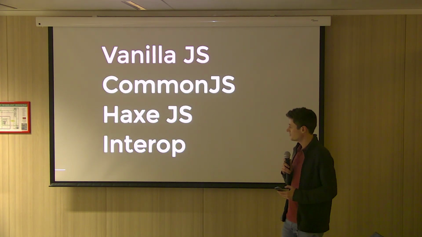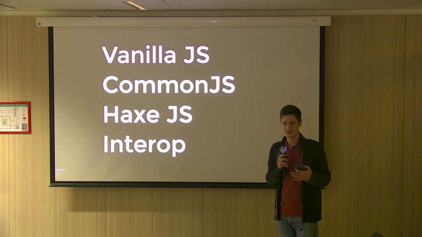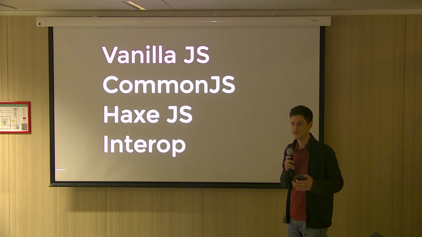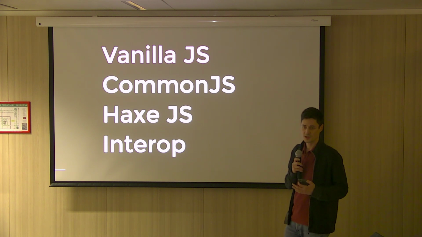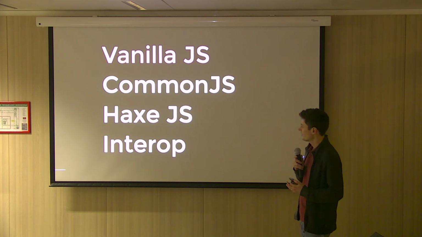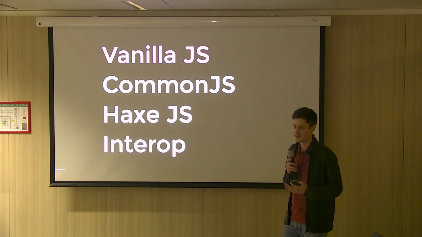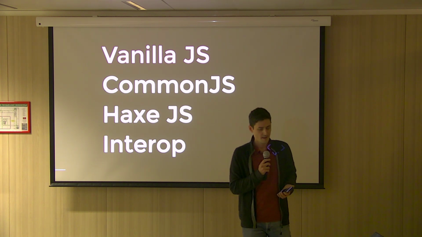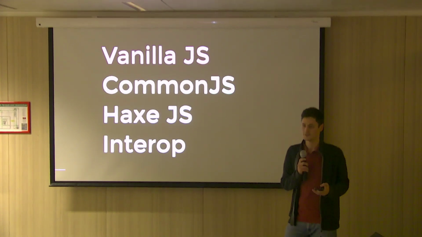I'm going to go through the different basic blocks that are needed to understand all that. It's how it is in vanilla JavaScript, how it works using CommonJS to create modular code, and how it maps to and looks like in Haxe. And finally, how we make the two worlds communicate, because they will need to interact.